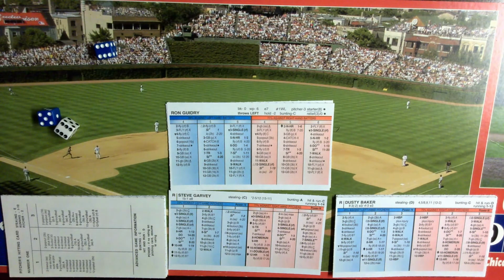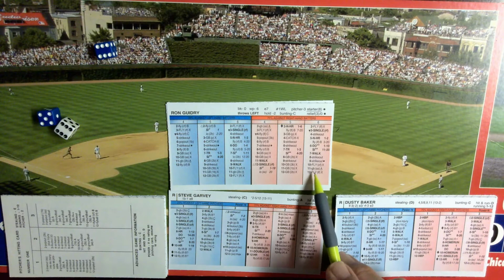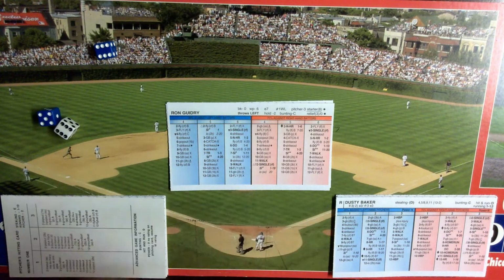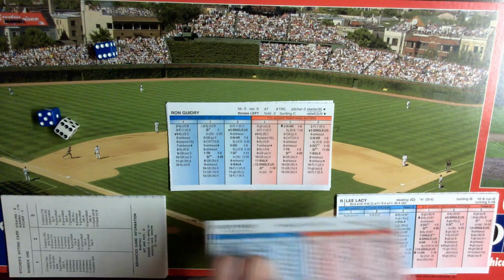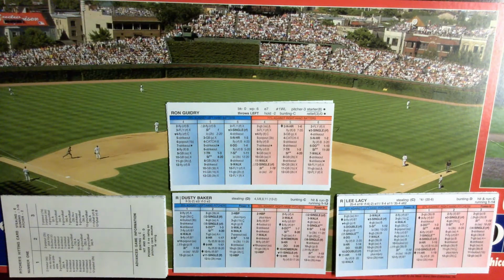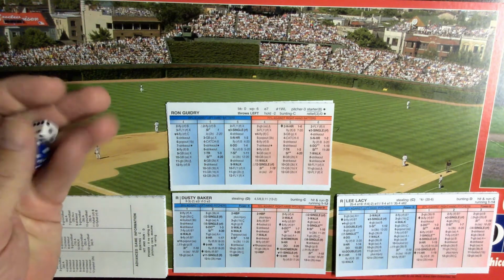Dusty Baker, who homered in the second inning, is up next. It's a 6 and an 8 against a right-handed batter, and that is a strikeout. So Guidry is able to record 2 strikeouts against the side, and the Dodgers go down 1-2-3 in the bottom of the fourth.